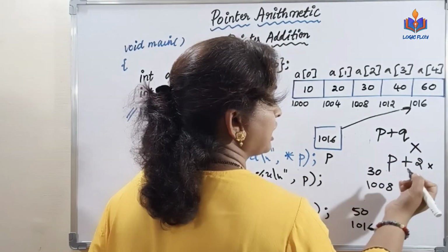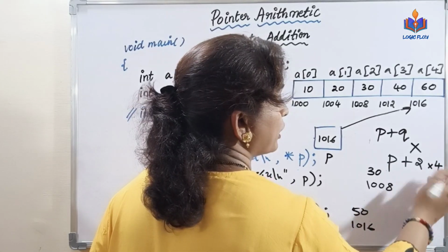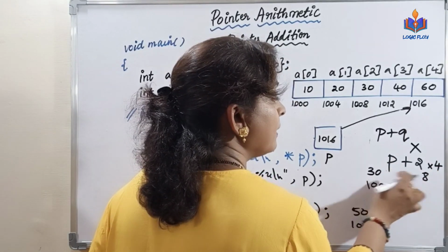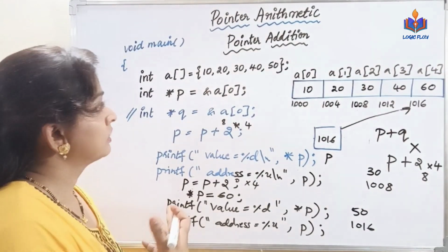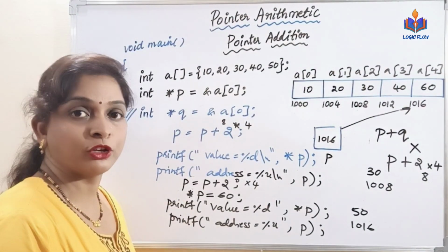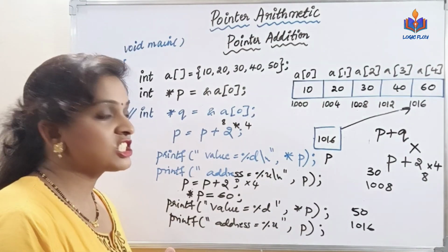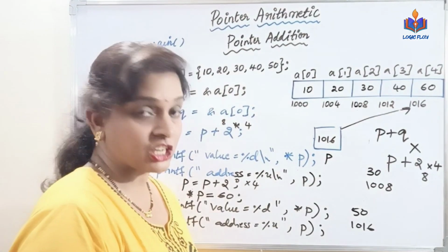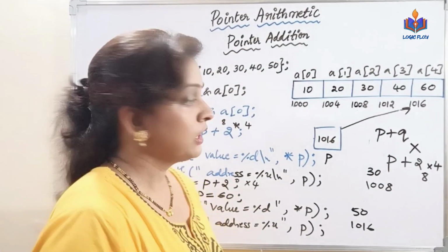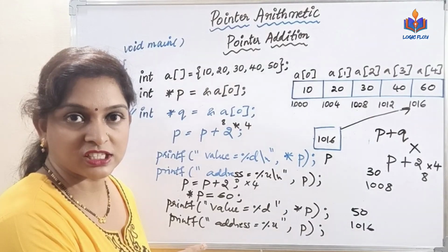So if it is an integer pointer, it is 4. 2 into 4, it is 8. So it is p plus 8. That is what the addition operation with respect to pointers we are going to do. The remaining operations, how to perform the incrementation and how to perform the subtraction, we will have separate videos for that. Now let us see the execution of this.